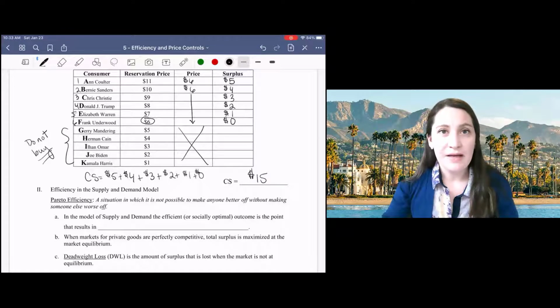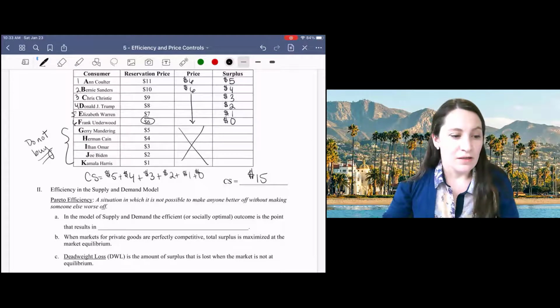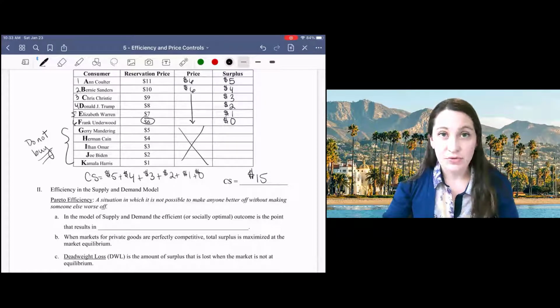Now we'll apply the concept of efficiency that we've already introduced to our model of supply and demand. In the model of supply and demand, consumers and producers are necessarily made better off through trade. That's because both consumers and producers behave rationally and agree to trade only if the benefit to them is larger than the cost.